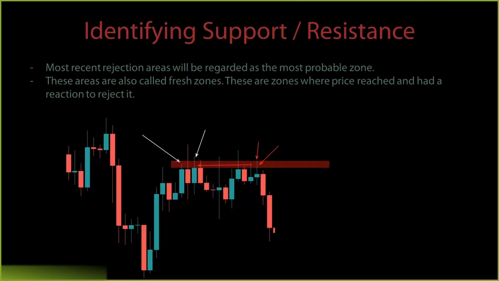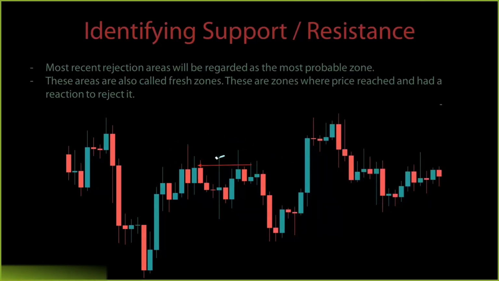Now, fresh zones are basically zones which have been recently rejected, right? So this example was just to show you how you can have a resistance here. Let me just get the other one. So yeah, you have a resistance here, and then price came down. It formed a support right over here, and then price continued to go up.